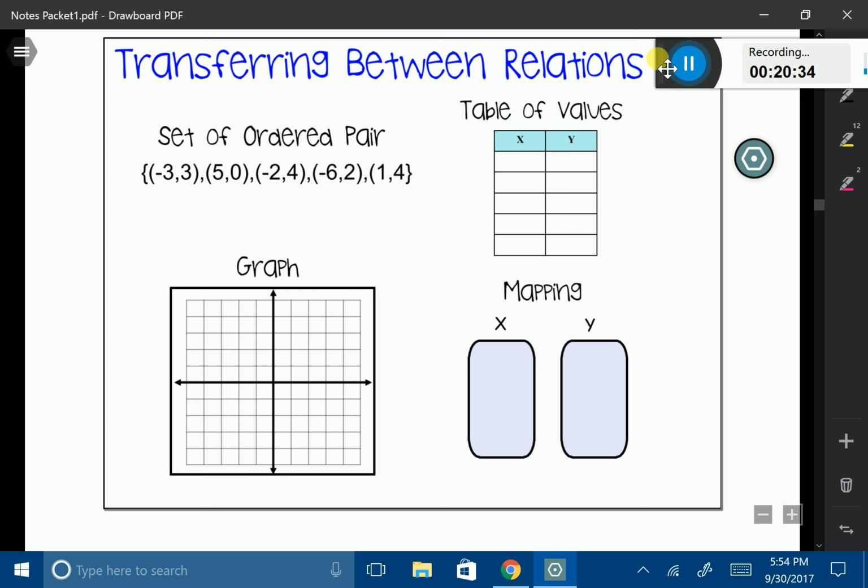Okay, so let's go ahead and put it in the table of values because this is the easiest. I have -3, 3. 5, 0 is my next coordinate. -2, 4. -6, 2. And 1, 4. Okay, I just transferred it from a set of ordered pairs to a table of values. Now I'm going to go down to the graph. Let's go ahead and graph these points. -3, 3. 5, 0.